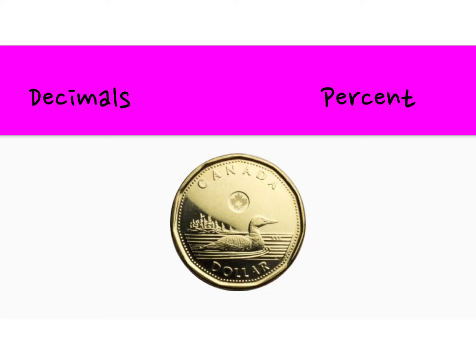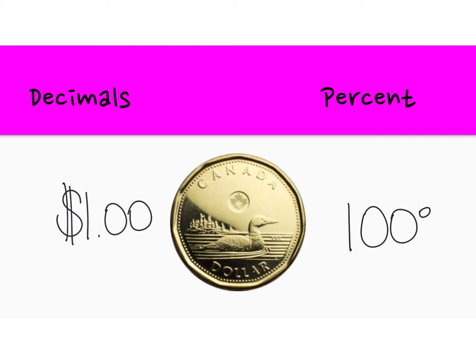This video is about decimal and percent equivalent. So if we look at $1, to write it with a decimal point, put our dollar sign, we do 1.00. Now, if we think of percent, this is one whole dollar. So we write that as 100%.